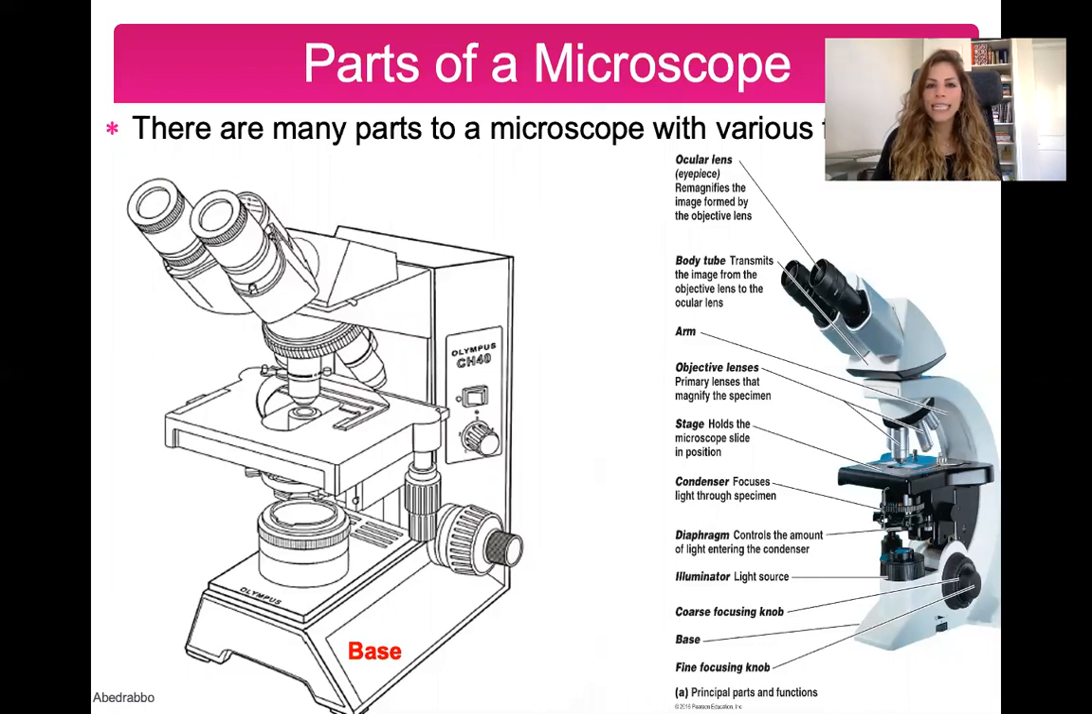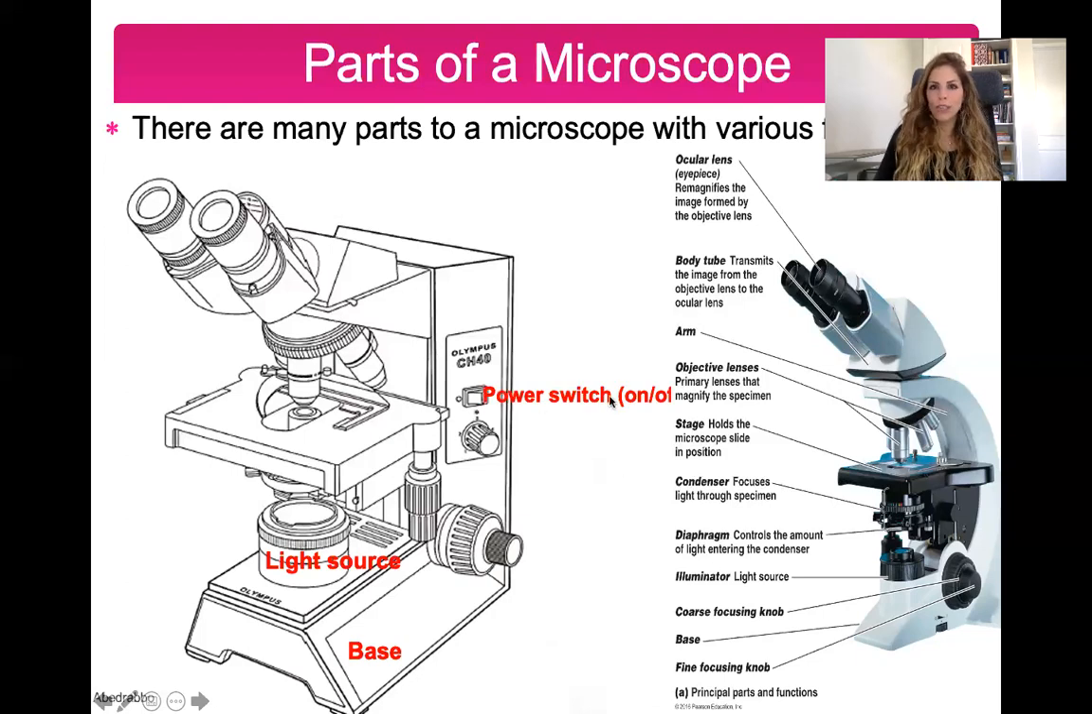So there's the base. The base is where you hold the microscope from. So here's the base, and this thing is called the arm. So the base and the arm is how you hold the microscope. That's the purpose of them. And the light source is here. It shoots light up so that you are able to eventually see your image because your eyes are here.